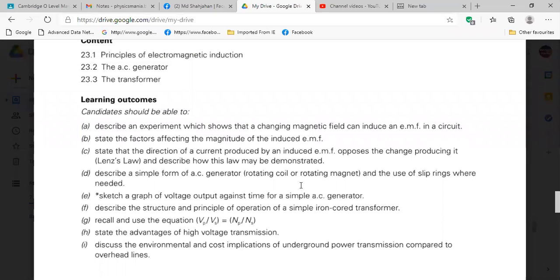Describe a simple form of AC generator and use a slip ring when needed. Sketch a graph of voltage output against time for a simple AC generator.